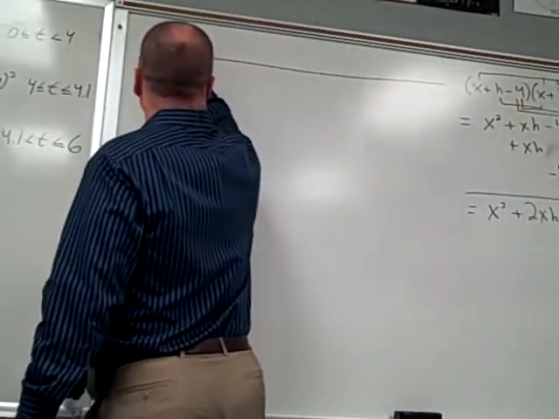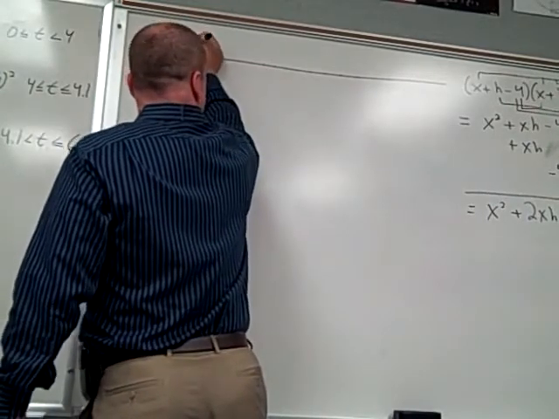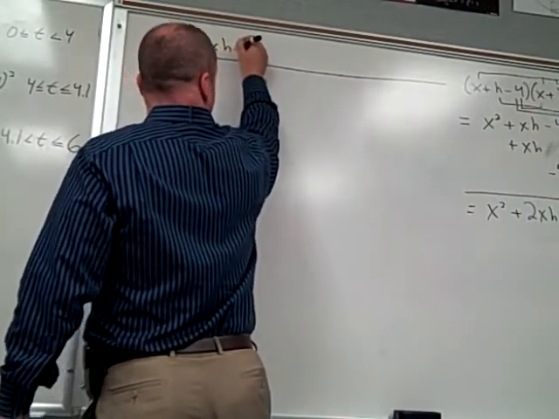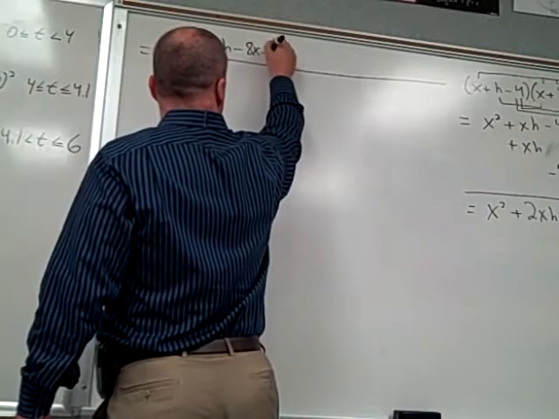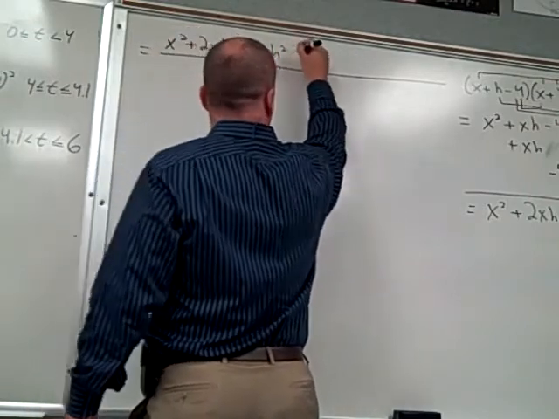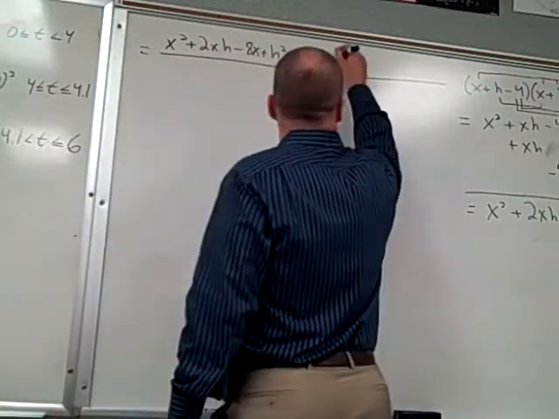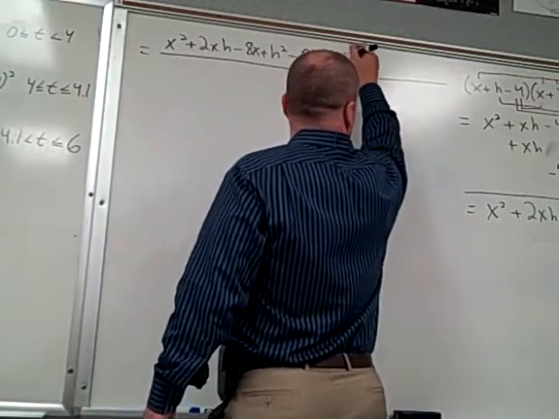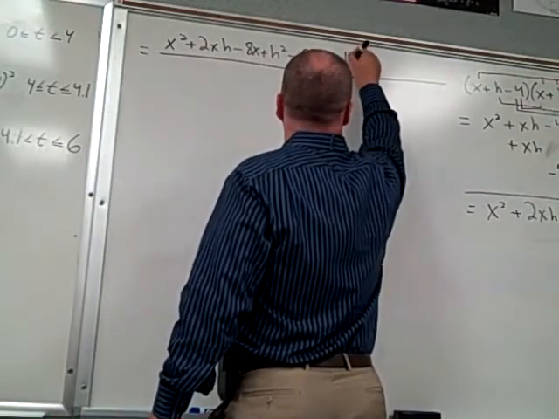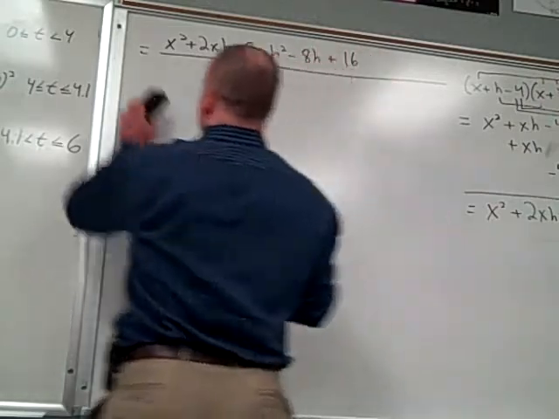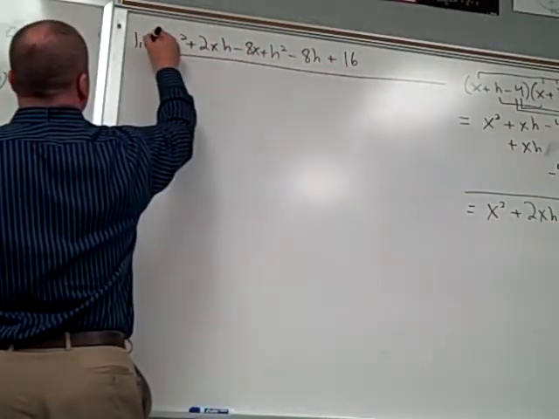Second part's easy. x squared plus 2xh minus 8x, I think plus h squared. Forgot something, which is your limit thingy. Thank you, Steven. Gave you guys such crap about that yesterday.